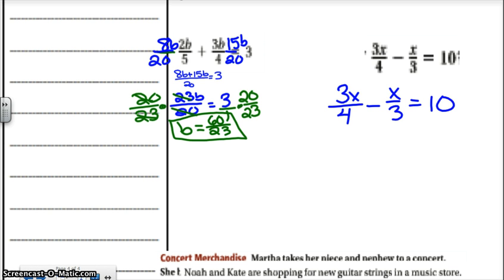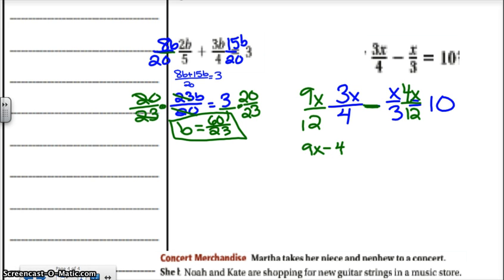Okay, so I see that I want to be able to combine my 3x and I want to be able to take an x away. Before I can do that, I need a common denominator. So I'm going to make a common denominator of 12. 4 times 3 is 12. 3 times 3 is 9. Put the x out there. 3 times 4 is 12. 4 times x would just be 4x. So I see that I'm dealing with subtraction. Now I can combine it all.